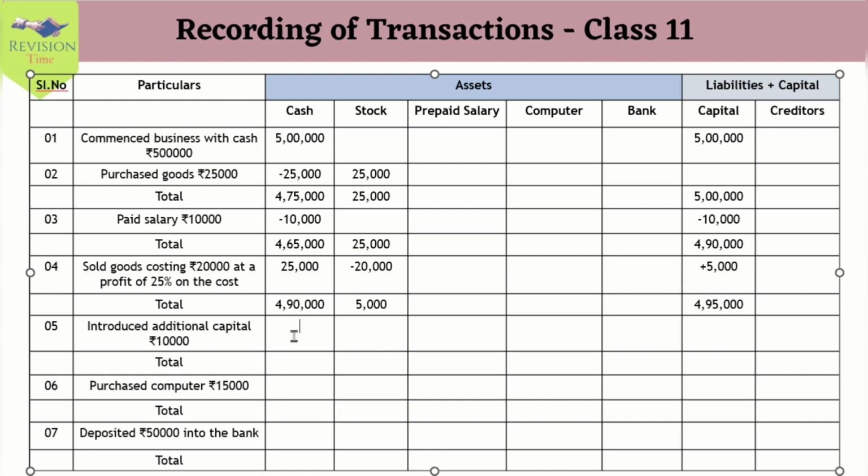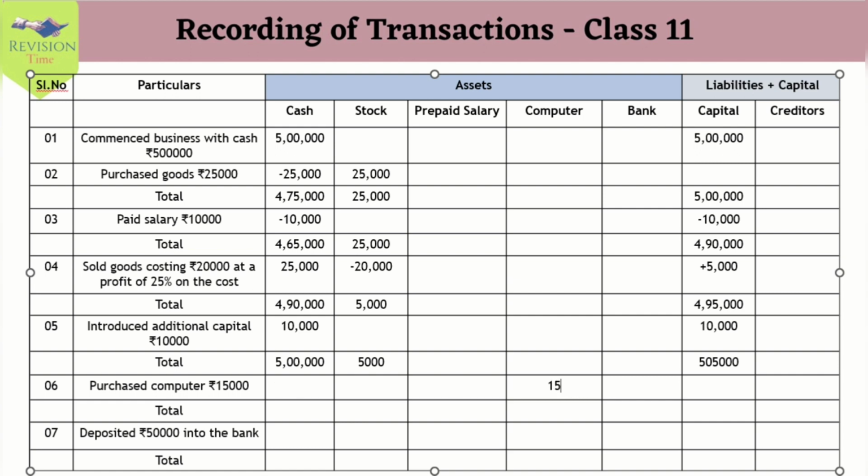Next, introduced additional capital in form of cash of rupees 10,000. We are increasing, so cash will increase and capital will increase. Total we have 5 lakh cash with us, 5,000 stock with us, and 5,05,000 capital.